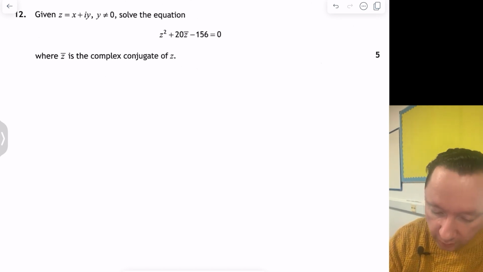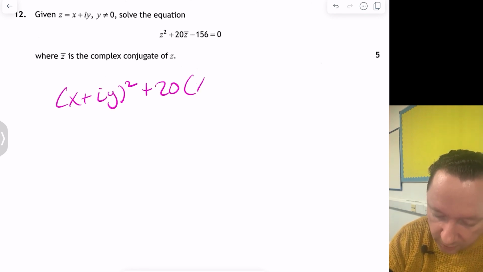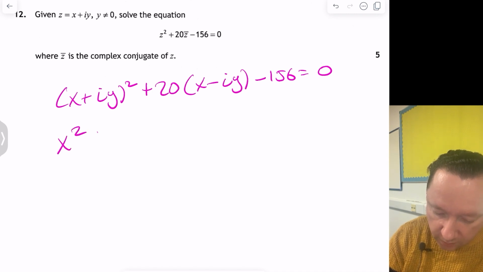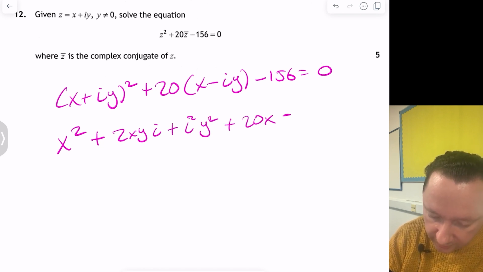No big deal, surely. x plus iy squared plus 20 times x minus iy, because it's a complex conjugate, minus 156 equals 0. So let's just see where we get with this. x squared plus 2xyi plus i squared y squared plus 20x minus 20yi minus 156 equals 0.